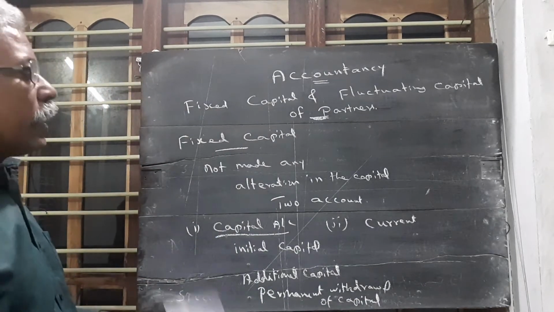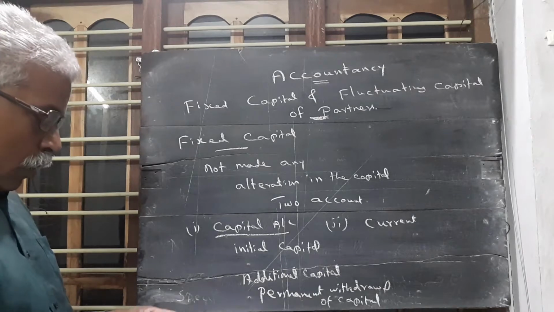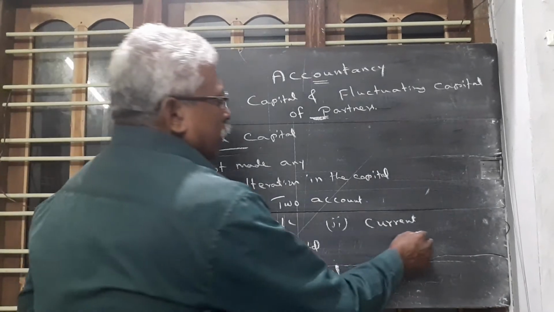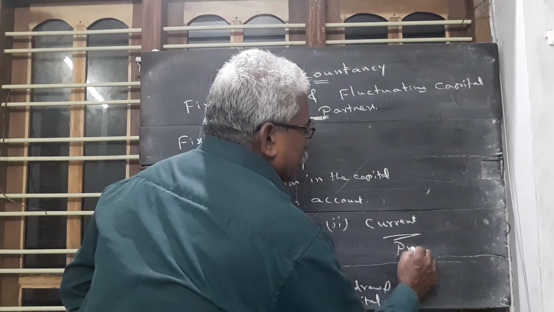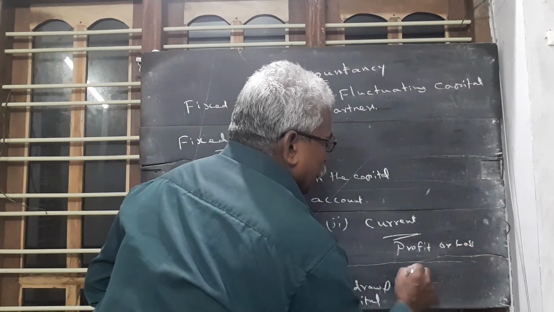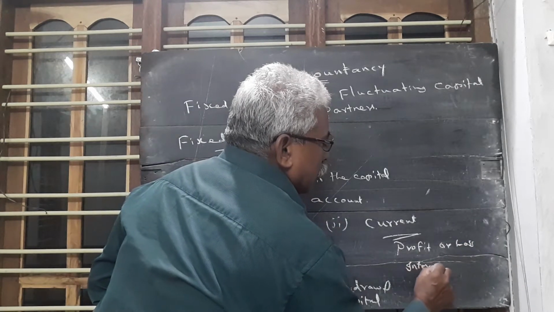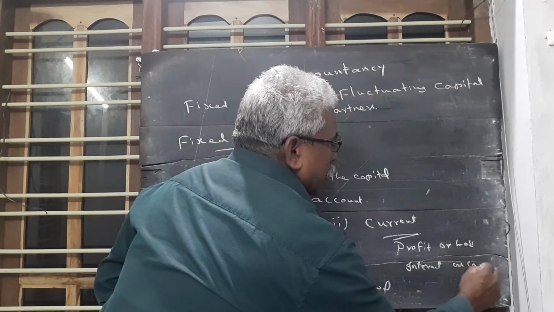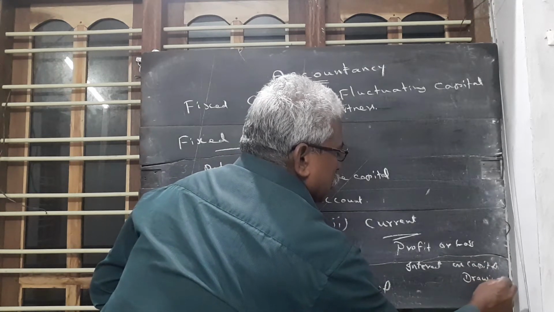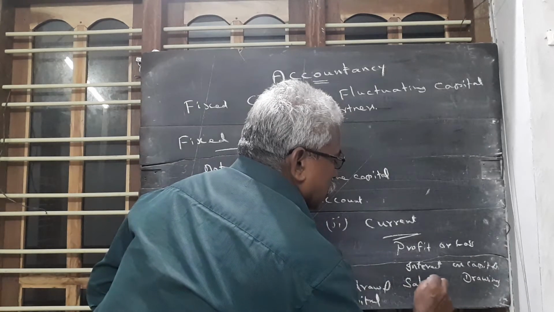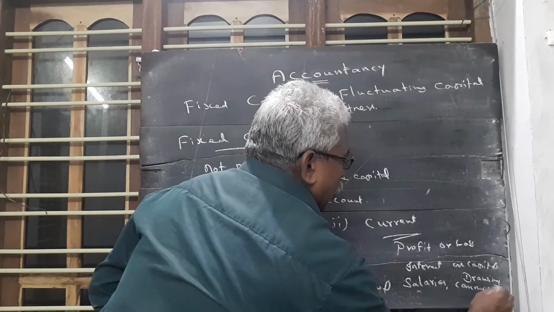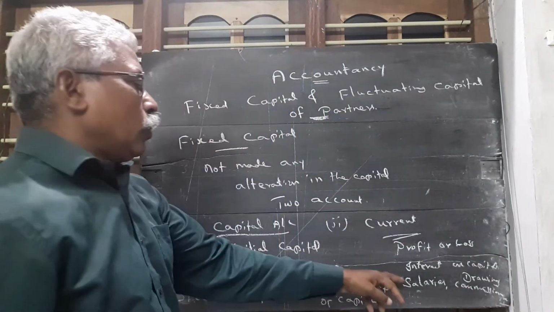All other adjustments are recorded in the current account. What is the other information? Any profit earned or any loss suffered, interest on capital, interest on drawings, salaries, and commission are recorded in the current account.